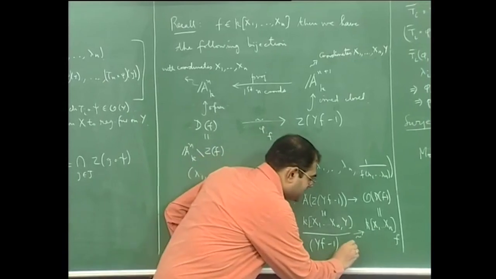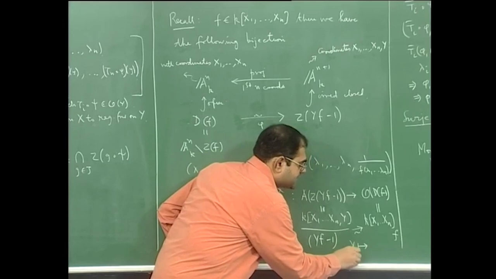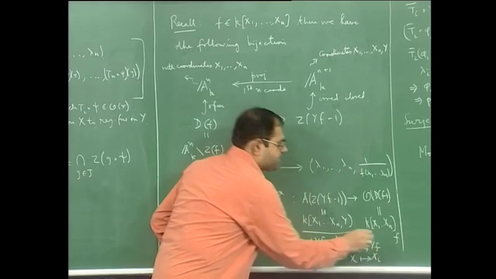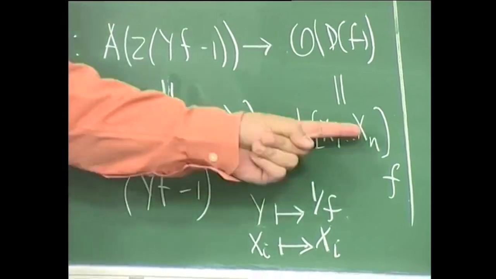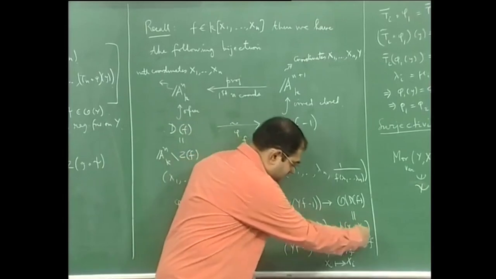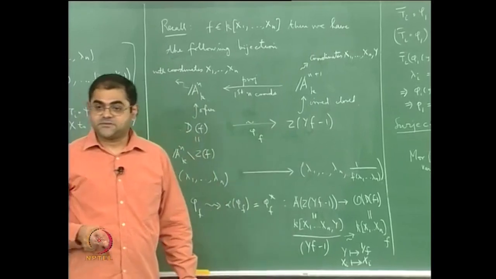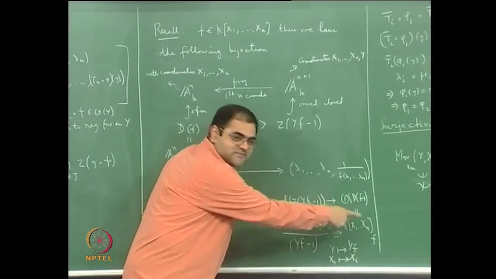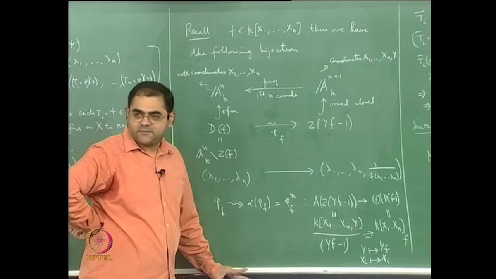It is a map that is given by sending xi to xi and sending y to 1 by f, okay. This map comes from this direction because of the universal property of the polynomial ring in n plus 1 variables, and this map is an isomorphism because a map in this direction comes from the universal property of the localization. So you can check that this pullback map is actually this isomorphism, which is completely commutative algebraic.